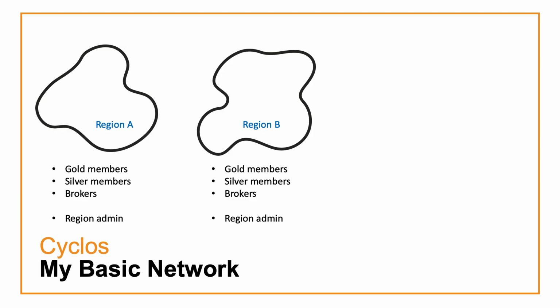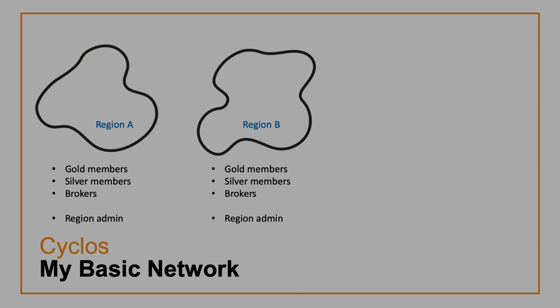We have two regions, A and B. Each region has two types of members, gold and silver. Each region also has brokers and a local administrator. The latter is solely responsible for its own region. And in both regions, our circular coin, the Circo, is introduced.